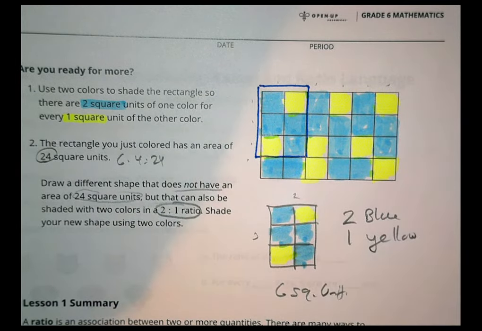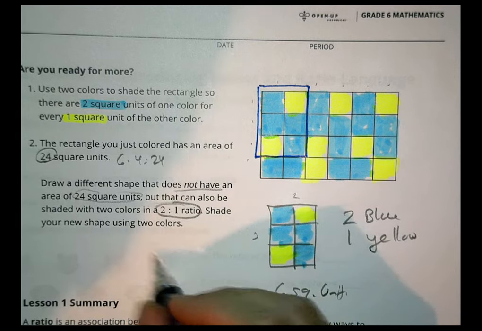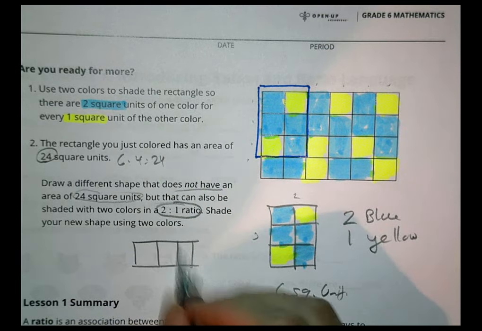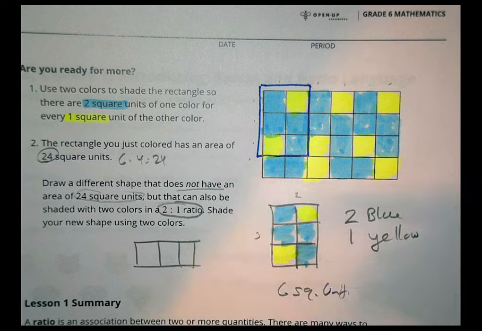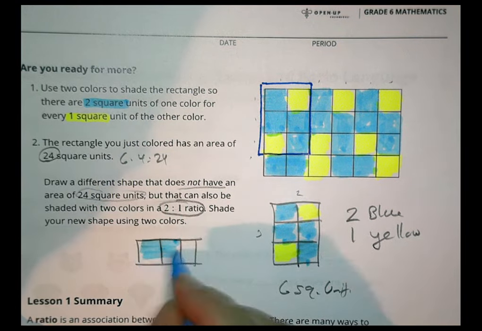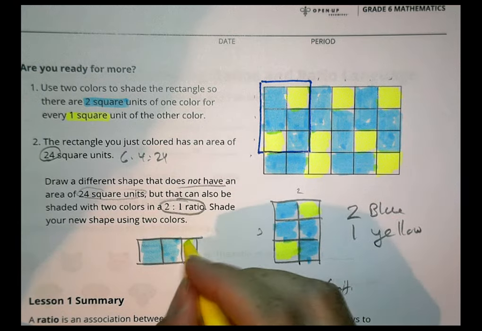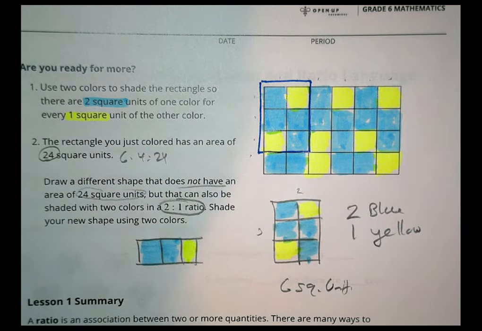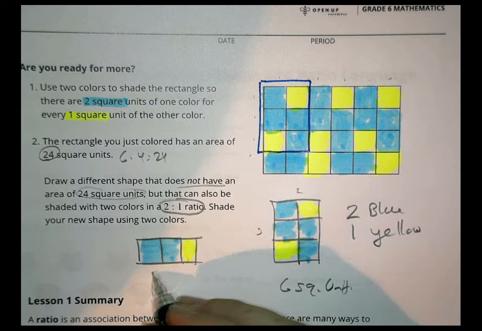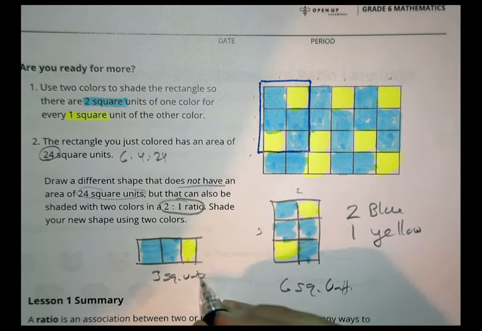There are a variety of ways I can do this. I could even just simply have that, and that would work as well, wouldn't it? I could have 2 blues and 1 yellow, and that would still satisfy the criteria. This would of course have an area of 3 square units, if that was the case there.